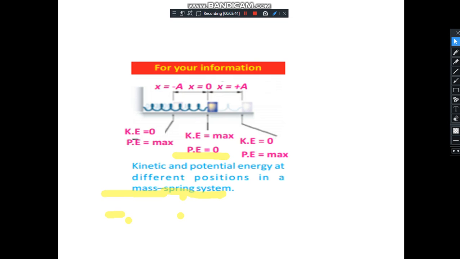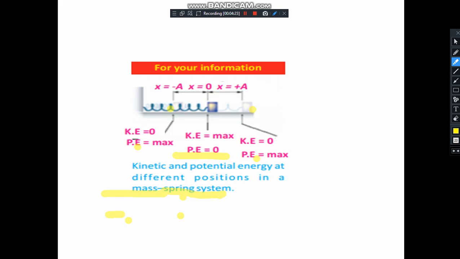In this diagram you can see different positions of a mass attached to a spring. At the mean position there is zero potential energy but maximum kinetic energy, but at this position you can observe zero kinetic energy, and here you can also observe zero kinetic energy. Means at the extreme positions the body has zero kinetic energy, but at the mean position the body has maximum kinetic energy, and at the extreme positions potential energy is maximum at this side and also at this side.